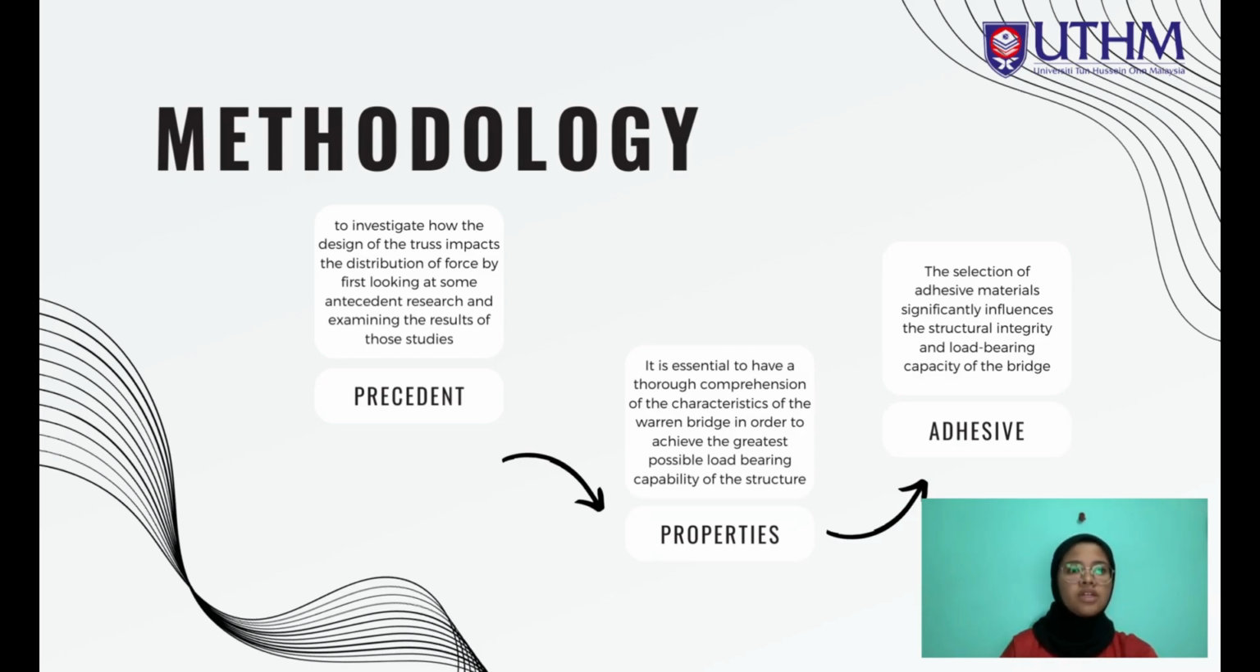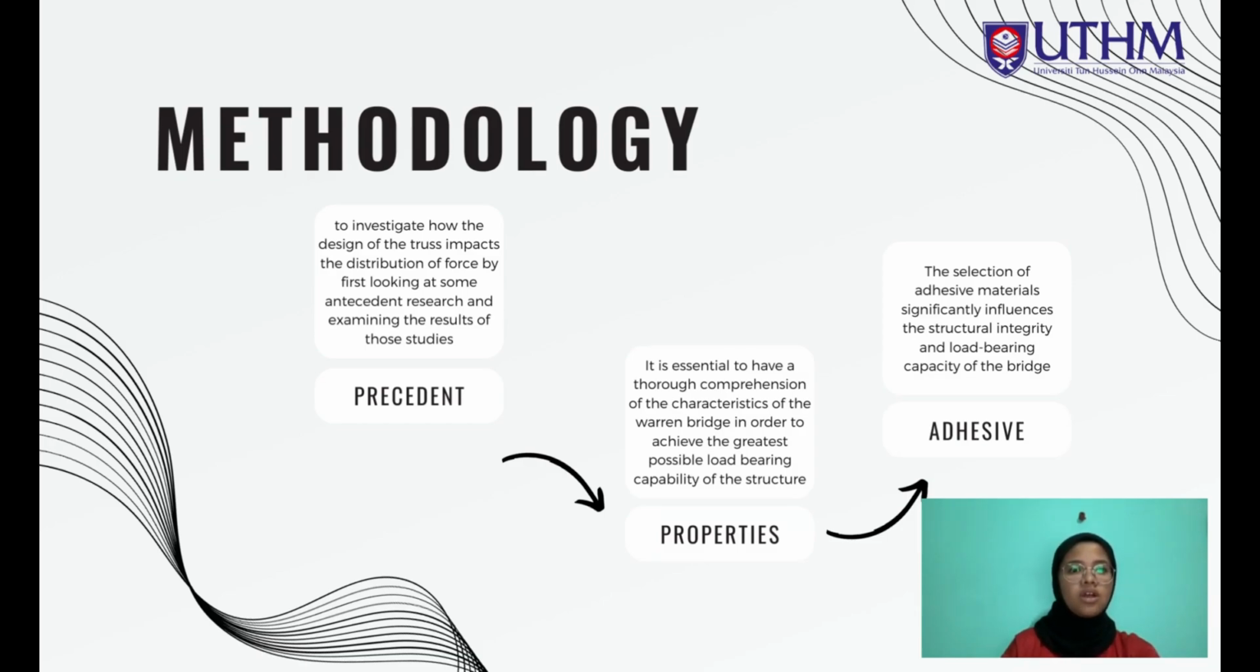For the properties of the material and types of adhesive used, it is essential to have a true comprehension of the characteristics of the Warren Bridge in order to achieve the greatest possible load-bearing capability of the structure. During the design process, careful consideration was given to the selection of joints for the bridge, considering the tensile and compression strength of the steel truss system. This particular truss system was chosen due to its relatively lower strength compared to more rigid material such as aluminium and steel. The selection of adhesive material significantly influences the structural integrity and load-bearing capacity of the bridge.